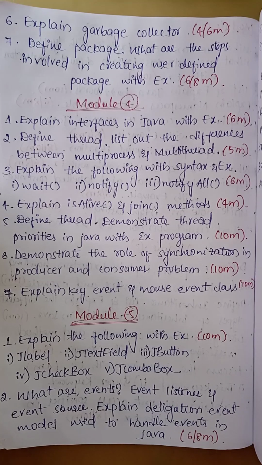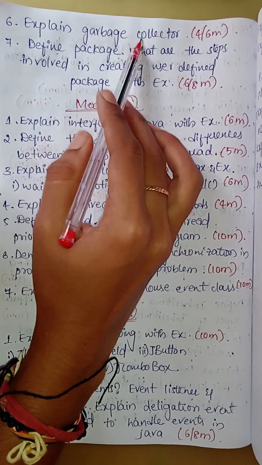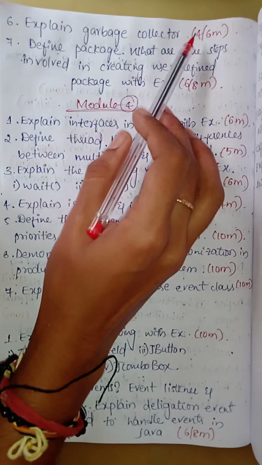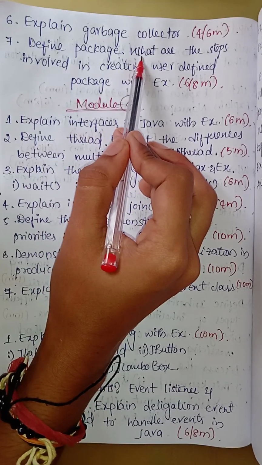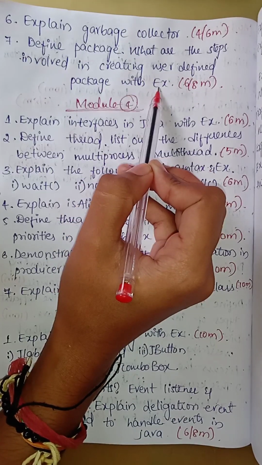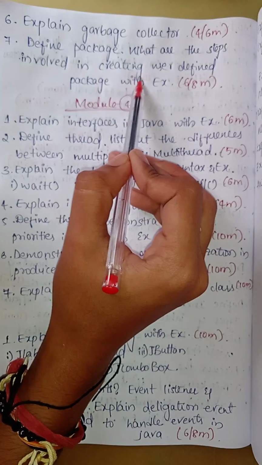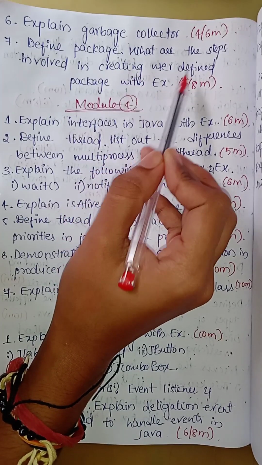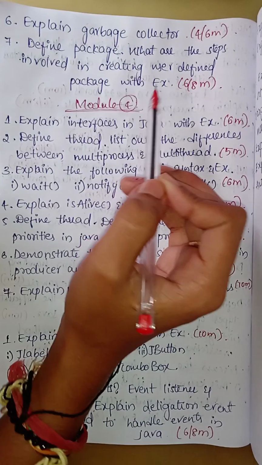Let's see, two more questions are there in module 3. Explain the garbage collector. This is a very important question. They will ask for 4 or 6 marks. Define package. What are the steps involved in creating a user defined package with example? We have to define the package first. Then we have to write the code steps involved in the creation of a user defined package.